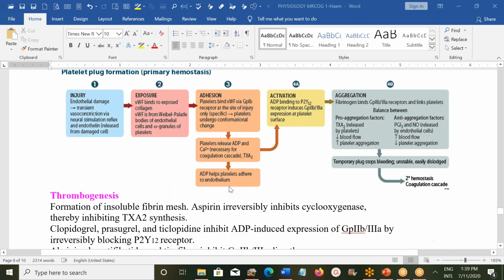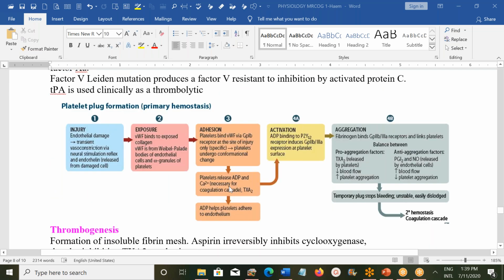So if we talk about the functions of the platelets, the function of the platelet is to keep the hemostasis in the body. Whenever there is injury, this platelet should go and take action. So let's say the first step was that there was endothelial damage. So the first reaction is going to occur, that is vasoconstriction. Why? Because of the neural stimulation reflex and endothelin, which is released from the damaged cells.